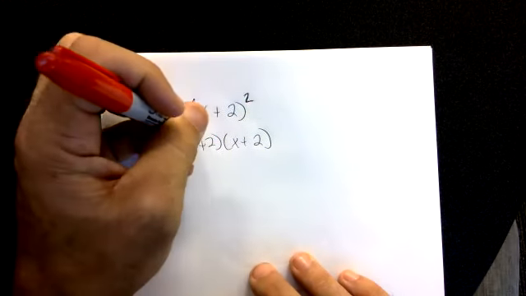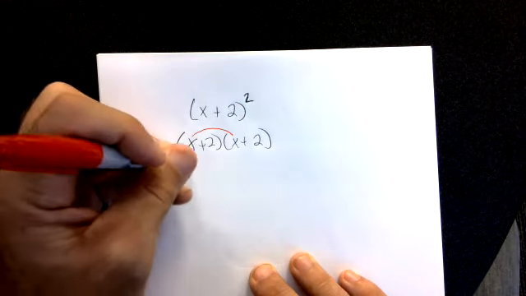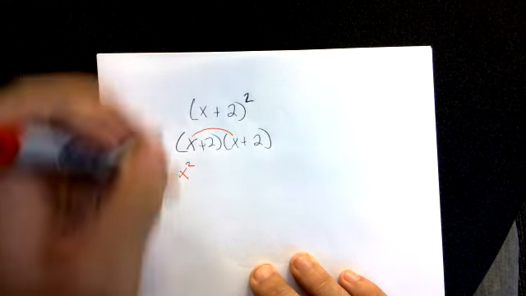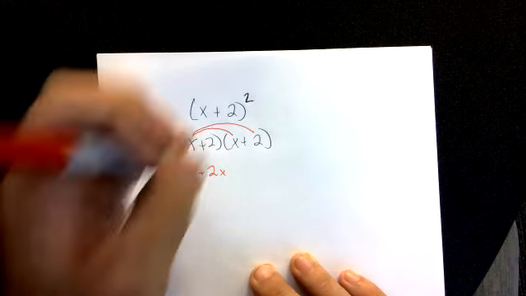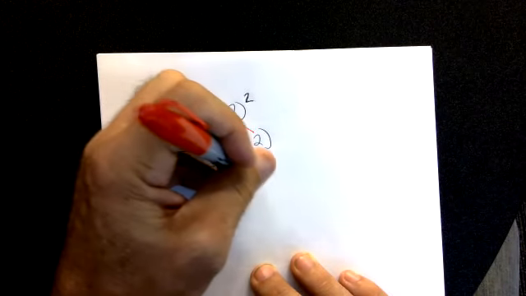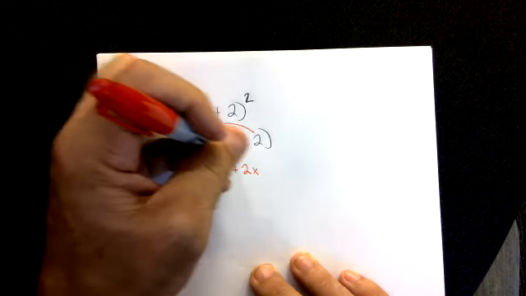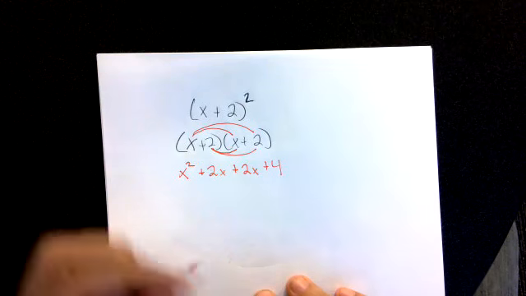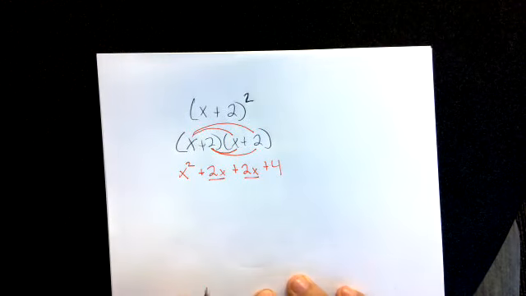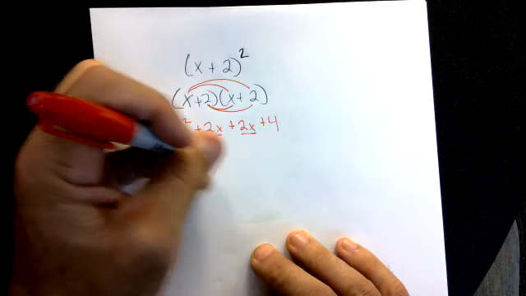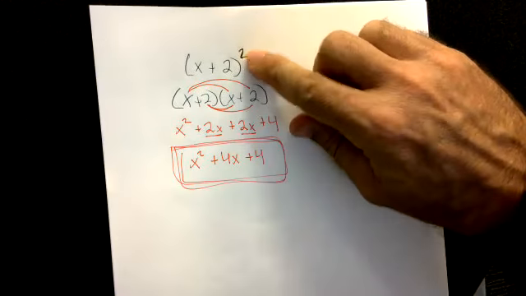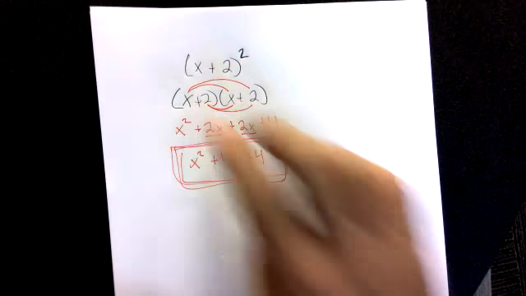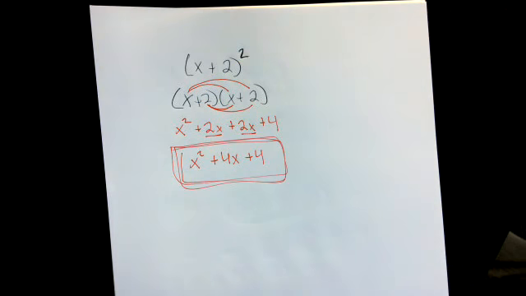So when we do that, we've got to do that distribution. So we've got to take x times x, which is x squared, and we've got to take x times 2, which is 2x. Then we've got to take this 2 times x, which is 2x, and then we've got to take this 2 times 2, which is 4. Then if we combine those two pieces, we get x squared plus 4x plus 4, and that's the actual answer. So if they have you square some quantity, remember you're multiplying it by itself. Don't just distribute the exponent.